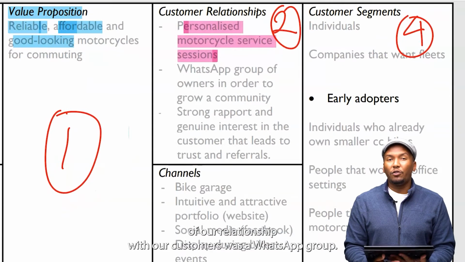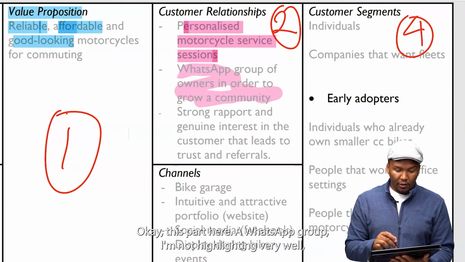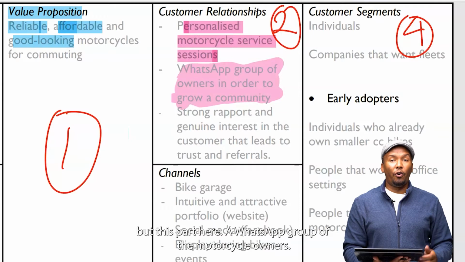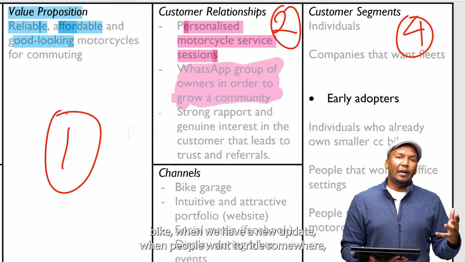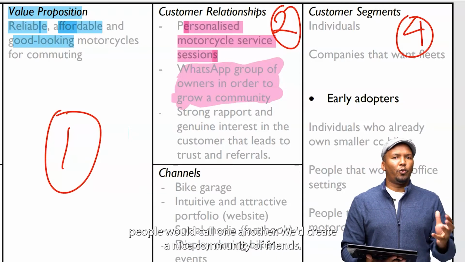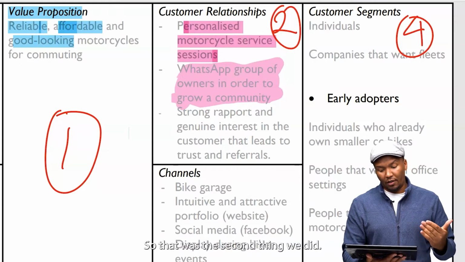The second part of our relationship with our customers was our WhatsApp group. Okay, this part here, WhatsApp group. I'm not highlighting it very well, but this part here, our WhatsApp group of the motorcycle owners. So that when we have a new bike, when we have a new update, when people want to ride somewhere, people would call one another. We'd create a nice community of friends. So that was the second thing we did.